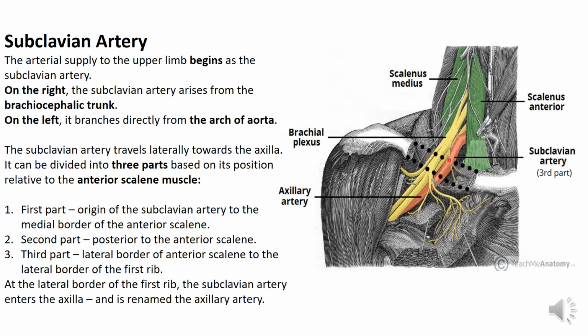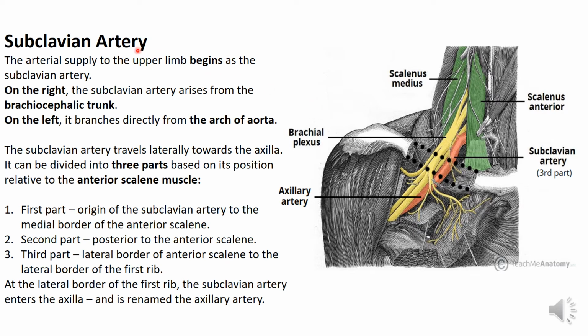Then another landmark is the first rib. This is the first rib. Under the lateral border of the first rib, the axillary artery originates as a continuation of subclavian artery. In other words, at the lateral border of the first rib, subclavian artery enters the axilla and it is renamed as the axillary artery.